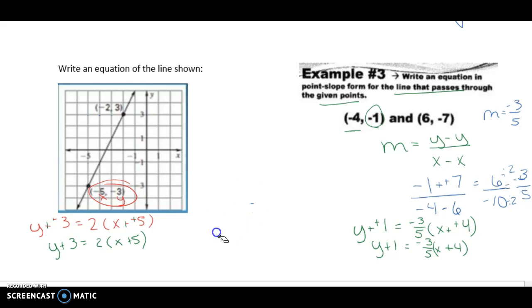If I did not want to do that one and I wanted to do the 6 and -7, I could do that as well. I would do y minus my -7 equals my slope, which is -3/5, times x minus 6. 6 is positive here, so when it comes over, I don't have to do the plus, but the 7 is negative, so I'm going to do that. So I'm going to rewrite this one, y plus 7 equals -3/5 times x minus 6. And that is in point slope form for both of them.